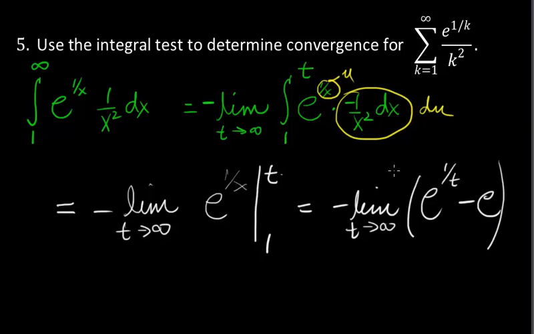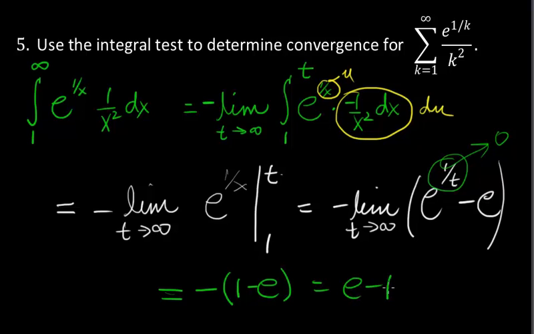All right, now 1 over t goes to 0. We finally are taking the limit. 1 over t goes to 0, and e to the 0 is 1. So we have a limit here: minus 1 minus e, or e minus 1. Now you don't actually have to write e minus 1. You could just say that once you see this goes to 0, this is a finite limit. Therefore, the series converges by the integral test. Remember, when you're using the integral test, the series converges or diverges the same as the integral does.